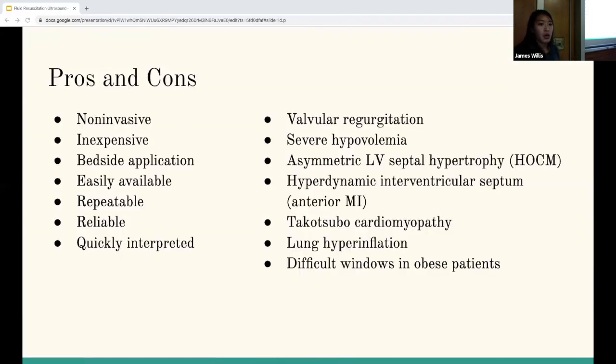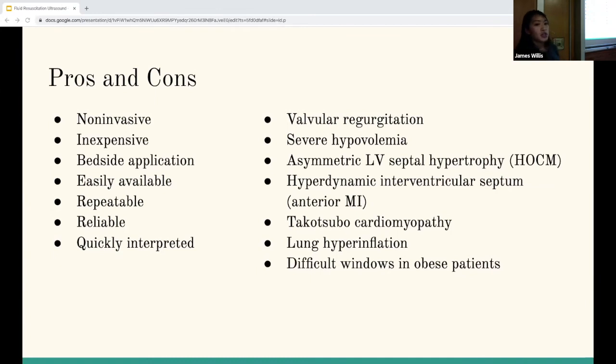All right. Some pros and some cons. I think the pros are pretty self-explanatory. As with most ultrasound techniques, it's non-invasive and pretty inexpensive. You can use it at the bedside. It's pretty available, at least for us in our resource environment. You can repeat it a bunch of times. It's fairly reliable and pretty quickly interpreted. You don't have to do that many calculations. But there are some limitations on the right.